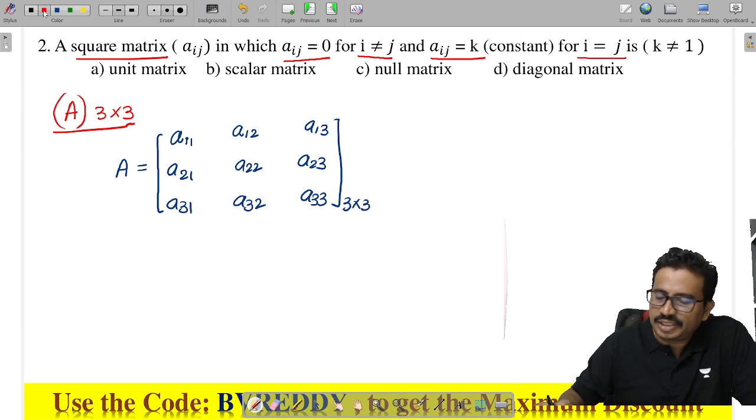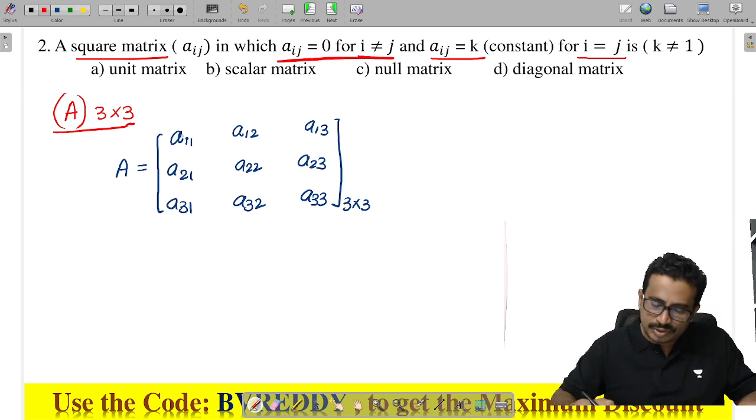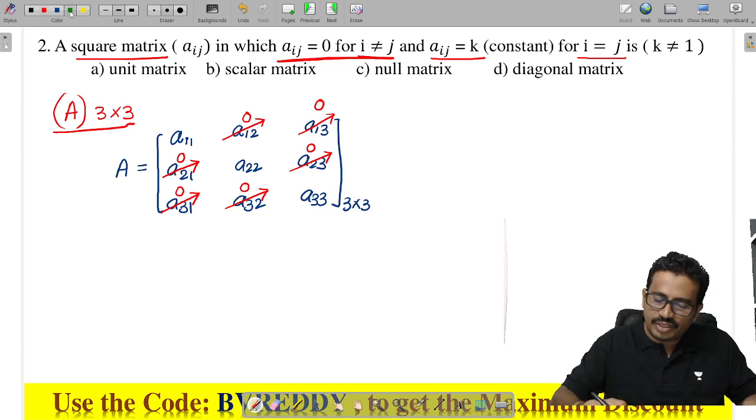And what they are saying here is, when i is not equal to j, the element is 0. So here i is not equal to j, so this element is 0. Here also i is not equal to j, this element is 0. Similarly for the other off-diagonal elements. And when i equals j, that element is k. So this element is k, and this element is k, and this element is k.